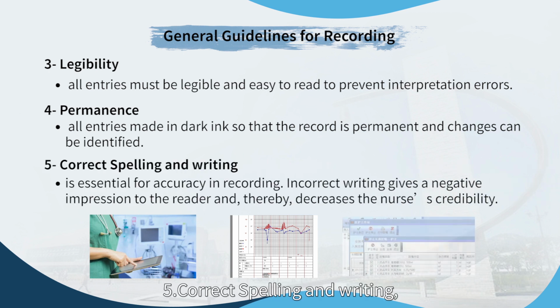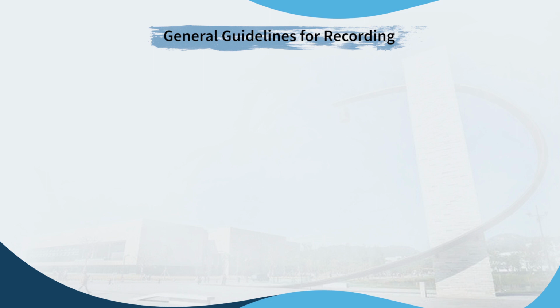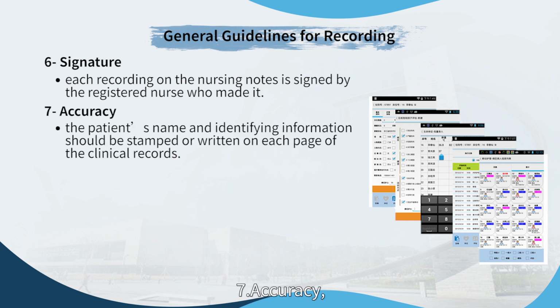Fifth, correct spelling and writing. It's essential for accuracy in recording. Incorrect writing gives a negative impression to the reader and thereby decreases the nurse's credibility. Sixth, signature. Each recording on the nursing notes is signed by the registered nurse who made it. Seventh, accuracy. The patient's name and identifying information should be stamped or written on each page of the clinical records.